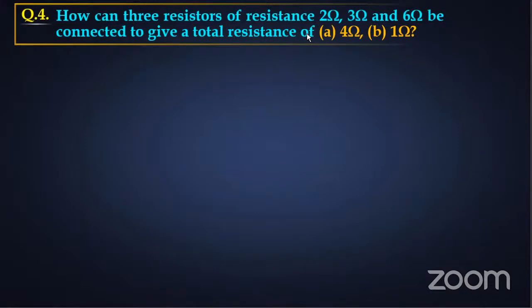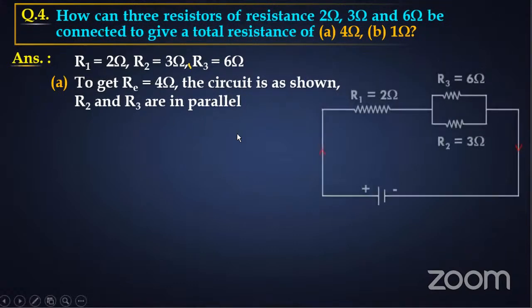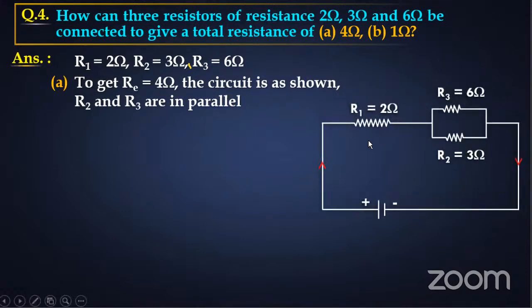So you can see here the first given data values. To get R equivalent as 4, the circuit is as shown. R2 and R3 are in parallel. If you connect like this, maybe you are getting this equivalent resistance as 4. Please check it once. These two are in parallel, and this is in series. So 2 plus 1 by 6 plus 1 by 3. What is the LCM of these two? LCM of these two is 6, so 1 plus 2, 3 by 6.